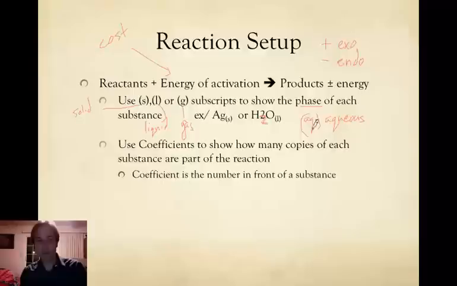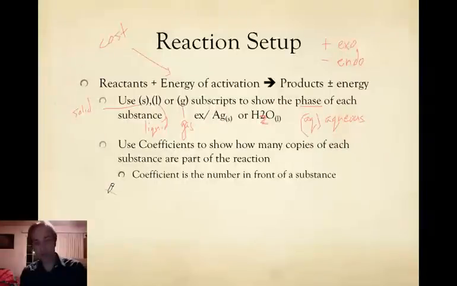Okay. So here's an example. We have silver. The S tells us that it's solid, and here we have water. The L tells us it's liquid. The other thing that we can do in a reaction setup is we can use coefficients. Coefficients will show us how many copies of each substance are part of the reaction. Well, what is a coefficient? A coefficient is a number in front of a substance.